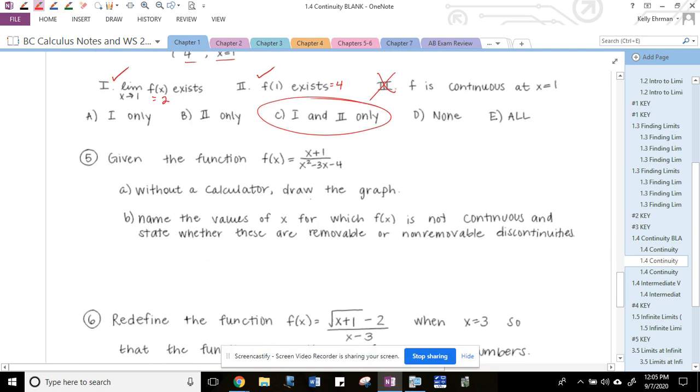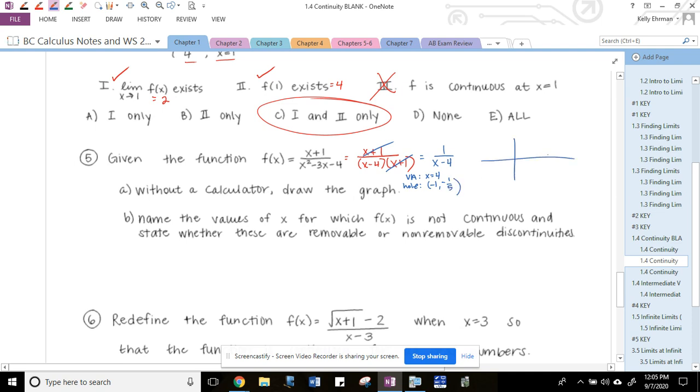Given this function, without a calculator, draw the graph. So again, you did this so much in both Math 3 and pre-calc that I shouldn't have to explain how to graph these, but if you need a refresher, that's what office hours are for. I'm factoring, I'm canceling, seeing what I have to work with. When I draw this graph, there's a vertical asymptote at 4. There's a hole at -1. Remember, you plug in to the simplified function so you don't get 0 over 0. So -1, -1/5.